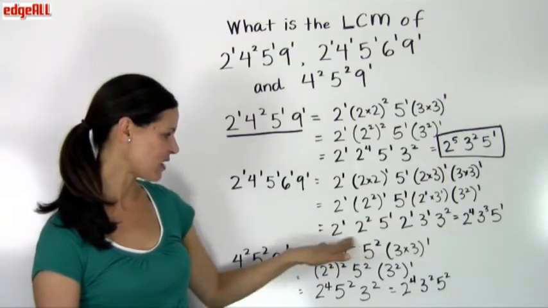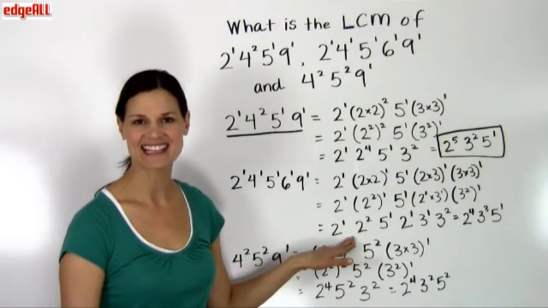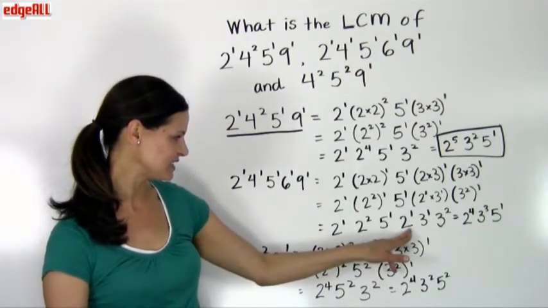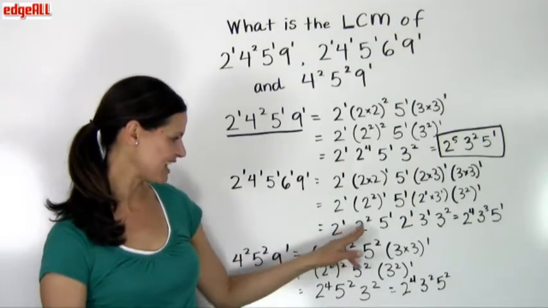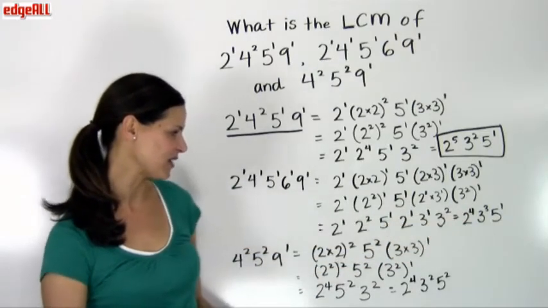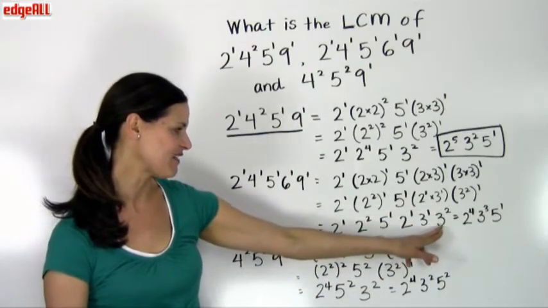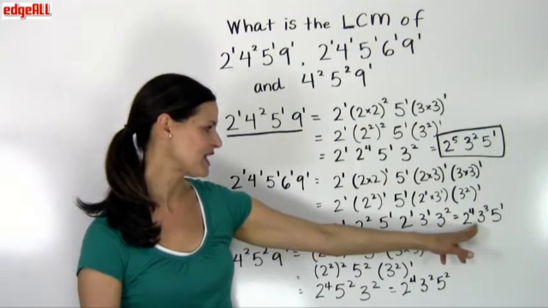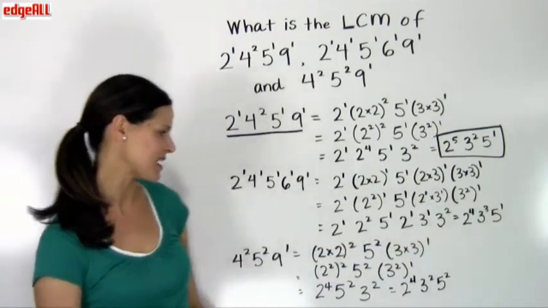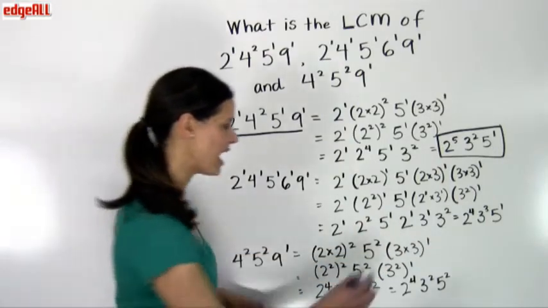Now, any of these prime numbers that appear more than once, I can simply add their exponents together. So I have a 2, 2, and 2 with exponents 1, 2, and 1. That becomes 2 to the 4th power. I have a 3 to the power 1, and I have a 3 to the power 2, which then those two exponents add together and gives me 3 to the power 3. And the only 5 I have is 5 to the power 1.